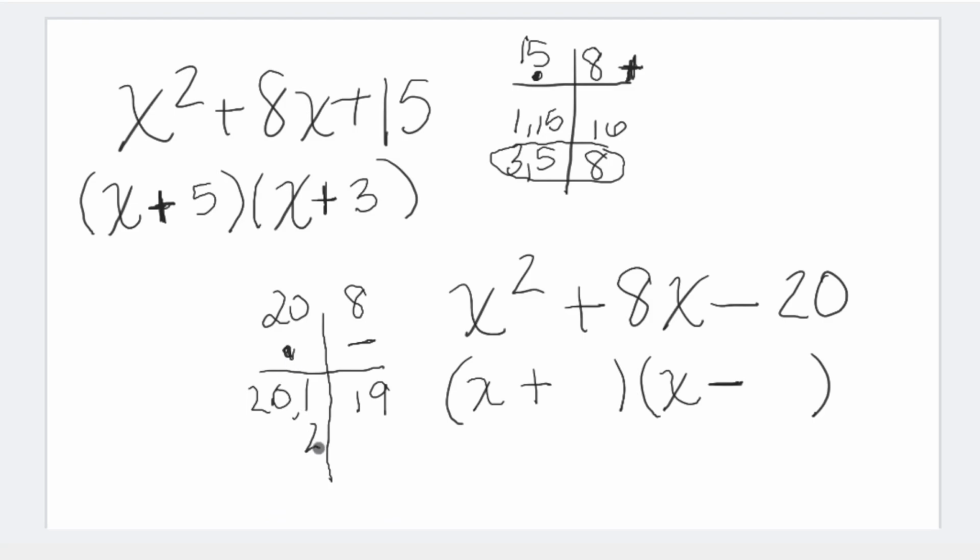20 is divisible by 2. So 10 minus 2 is 8. So that'll be my number pair. And it's important that the 10, which is the bigger number, goes with the fall down sign. And then the 2 follows up.